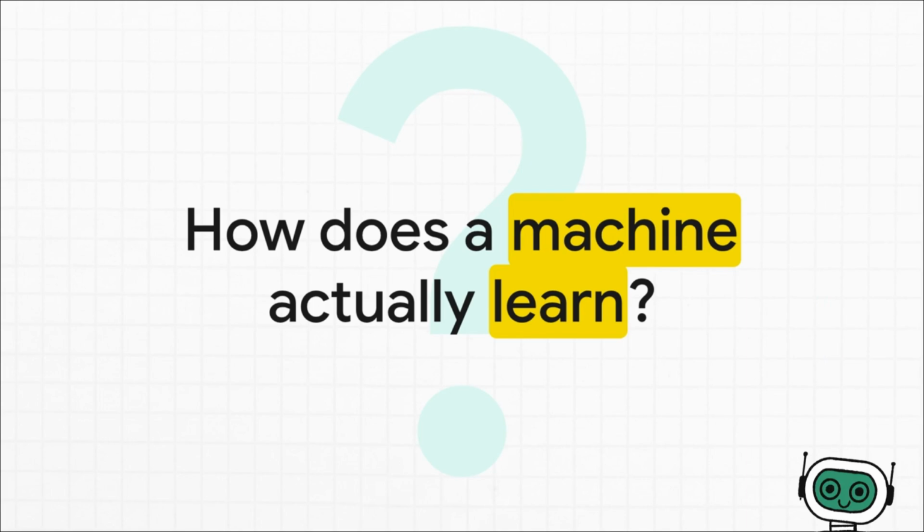The word learn itself can be a little misleading. It's not like how we learn. A machine doesn't just absorb information from a book. Instead, it uses a few very distinct strategies to get smarter. And the real question is, what are those strategies?